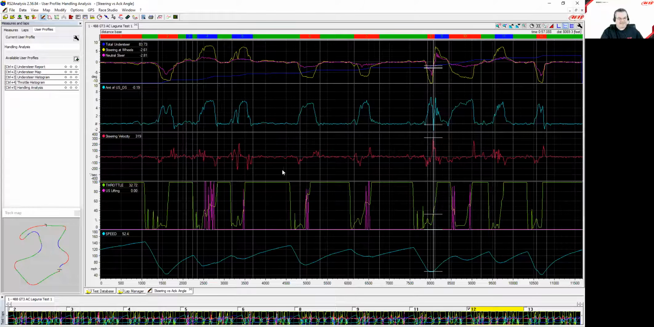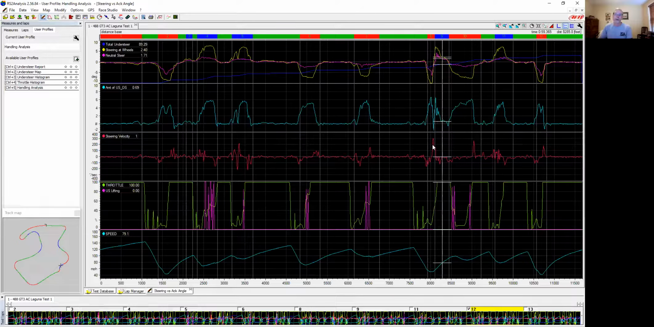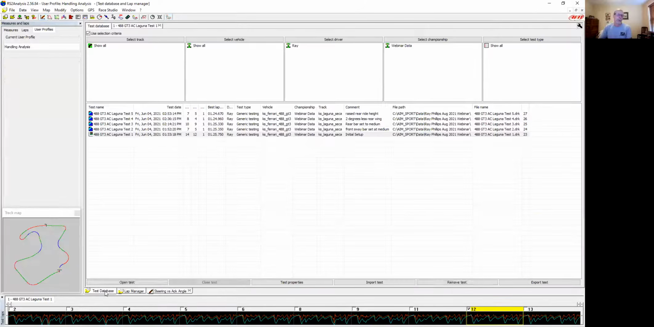Yep, it absolutely is. Steering velocity: you can see that at that point where there was oversteer is where the fastest steering velocity is. We have our throttle, and then the pink is the understeer lifting, so lifting while there's more than a level of 3 of understeer. And then just the speed at the bottom. So these are the 5 user profiles that we're going to end up using here. We're going to pull up a second test and do a comparison.